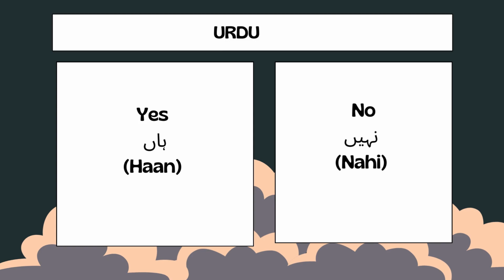To say yes in Urdu, you would say ha. Now repeat after me. Ha. And to say no in Urdu, you would say nahi. Now repeat after me, nahi.